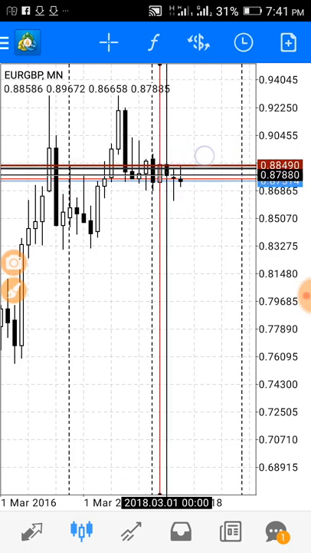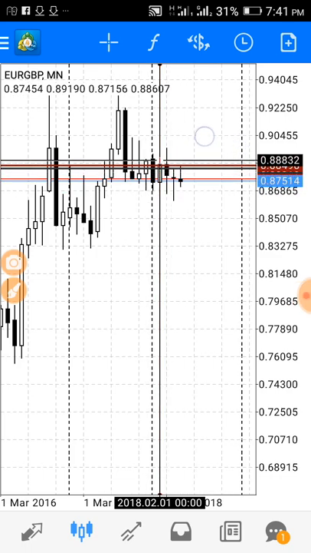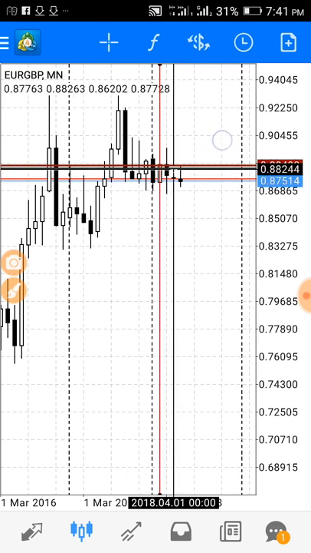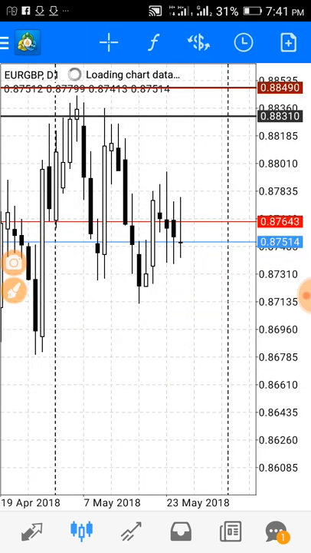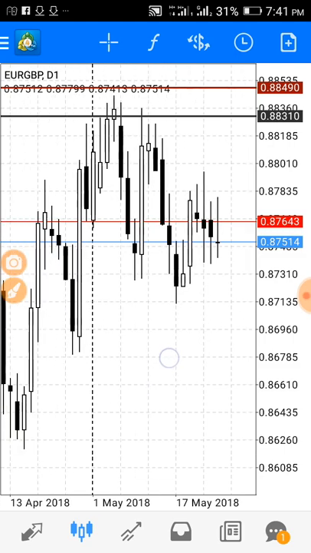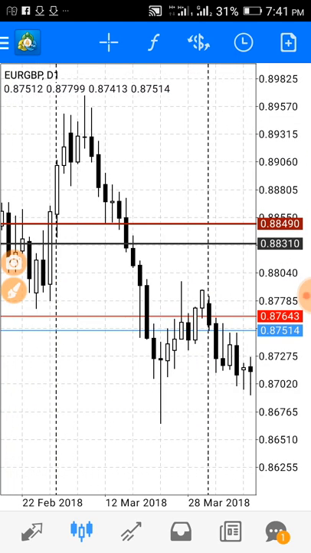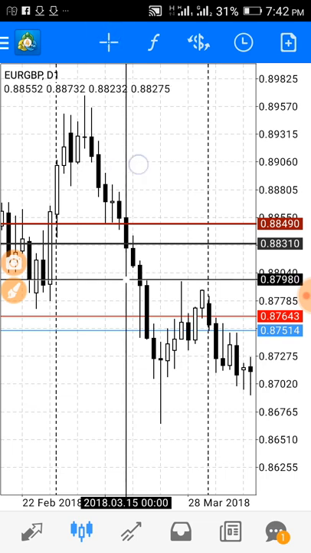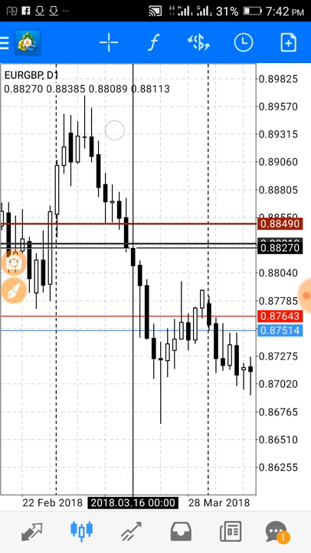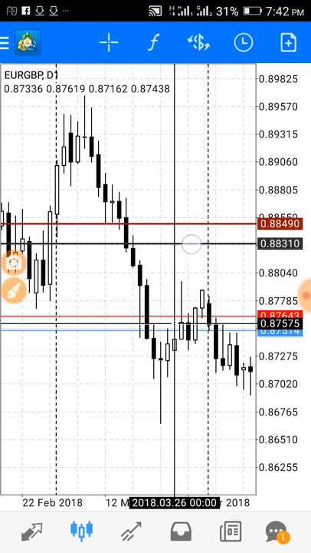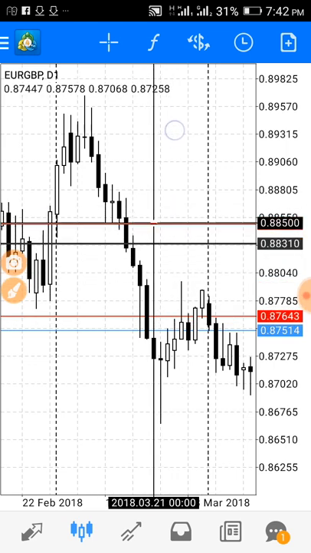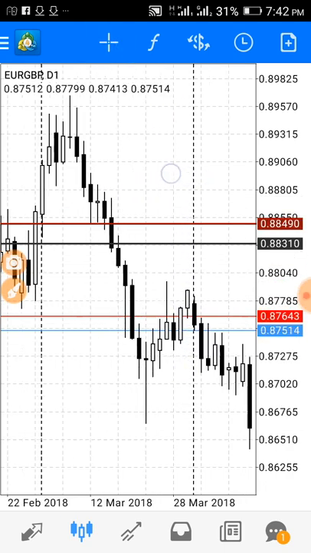So after I calculated the pivots of this monthly and the weekly, I'll go on daily to confirm when the price broke both pivots on daily. So you can see, this is the candle where the price broke the weekly and the monthly pivot. So you take your sell trade, set your stop loss 10 pips above this point, and definitely you would have made your profits from that move.